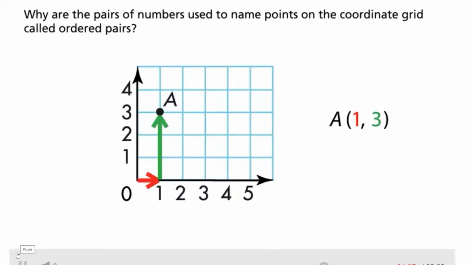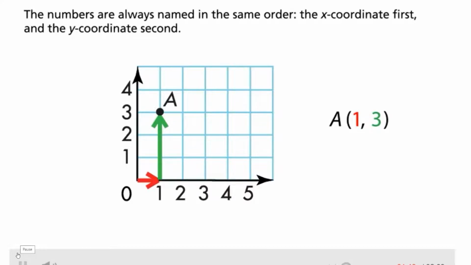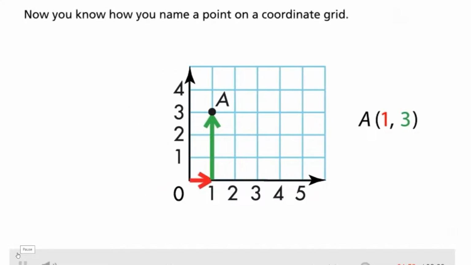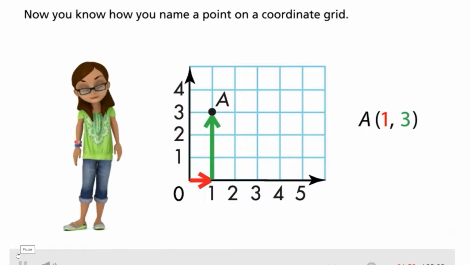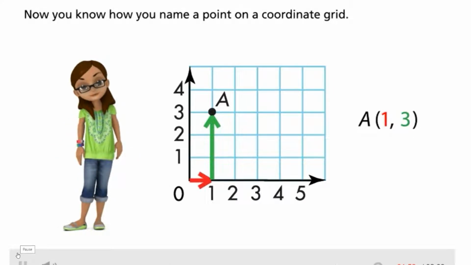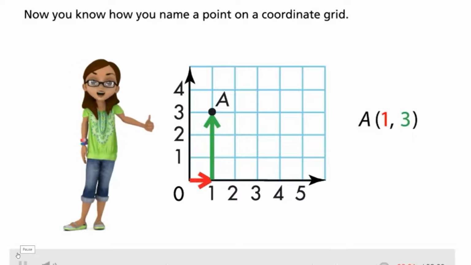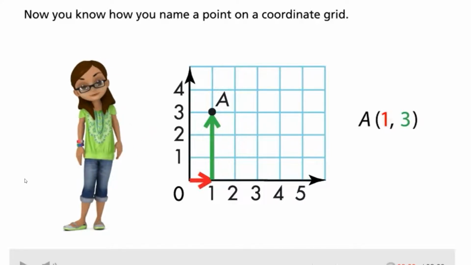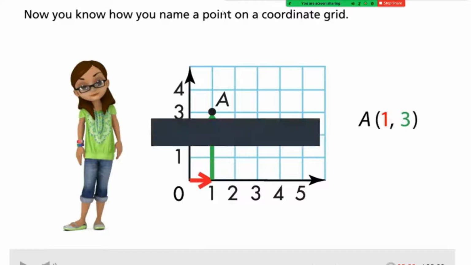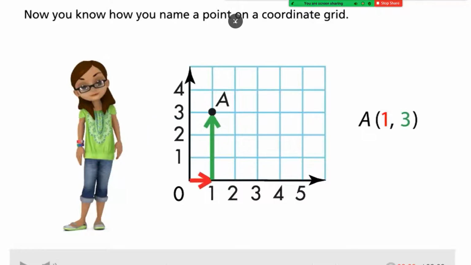Why are the pairs of numbers used to name points on the coordinate grid called ordered pairs? The numbers are always named in the same order, the x-coordinate first and the y-coordinate second. Now you know how you name a point on a coordinate grid. Great job! Let's go ahead and take a look at our notes and our guided practice.